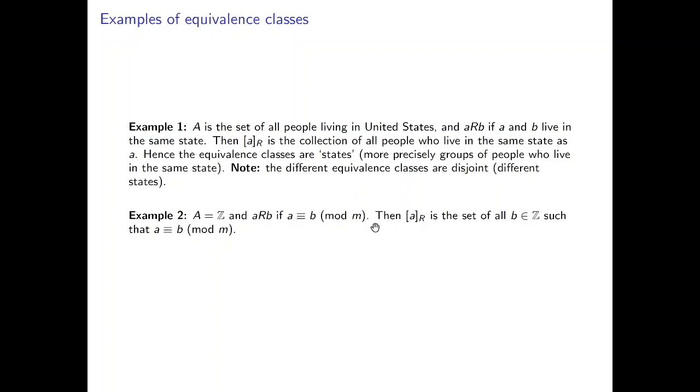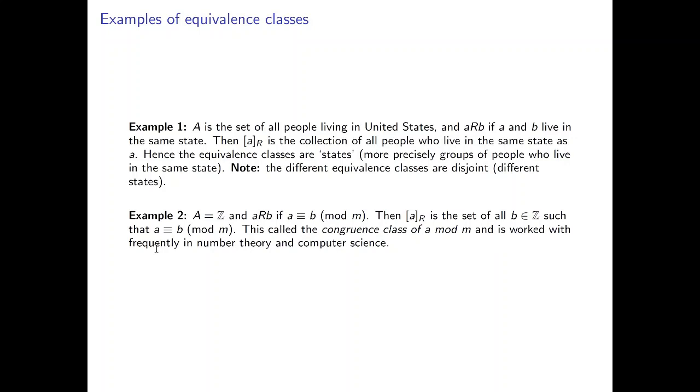And so the second example will return to congruence mod m. So we saw before that if A is the set of integers and I use congruence mod m as my relation, then this is an equivalence relation. And so in this case, what is the equivalence class of an integer A? Well, it's going to be the set of all B that are congruent to A mod m. Right, so we'll see a specific example in a few slides where I fix m to be a certain integer. So I'll come back to this.